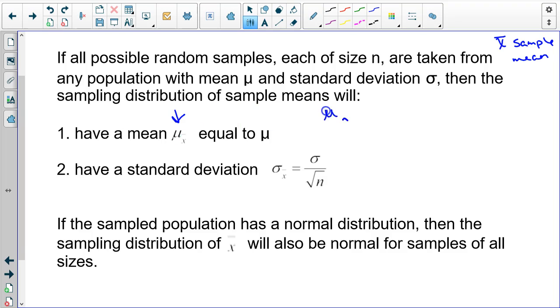It's saying mu sub x bar is equal to mu, which is the mean of the means of all your samples is going to equal the mean of the population. So right there, if you need to write some stuff down to help yourself remember that, the mean of the means, maybe the mean of the sample means is going to equal the mean of the population, that's fine.